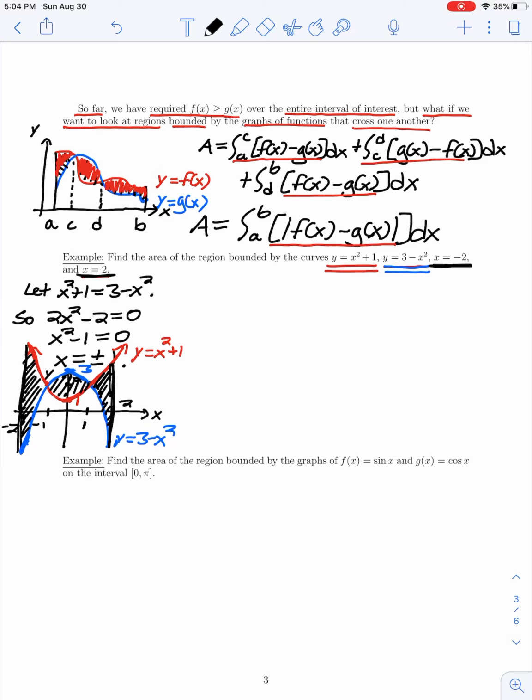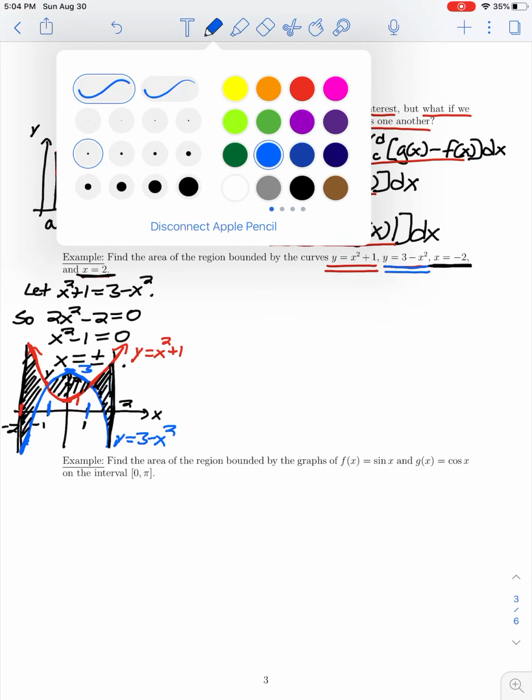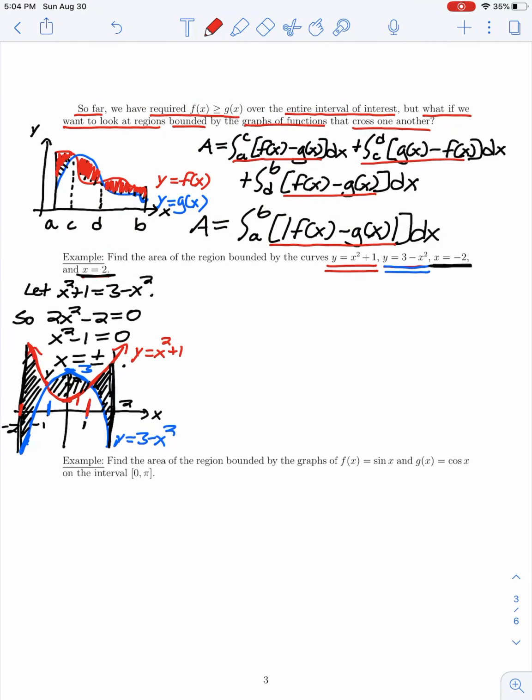So in order to find this region, we can split up our integral into 3 pieces. We could first integrate from -2 to -1, where the red curve is the upper curve. And then we would integrate from -1 to +1, where the blue curve is the upper curve. And then we would integrate from 1 to 2, where the red curve again crosses and is the upper curve.